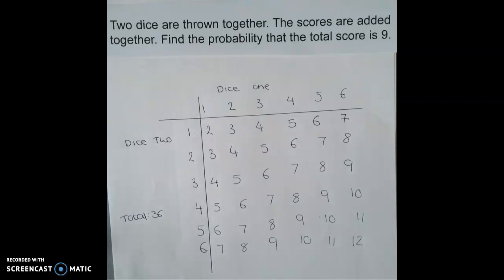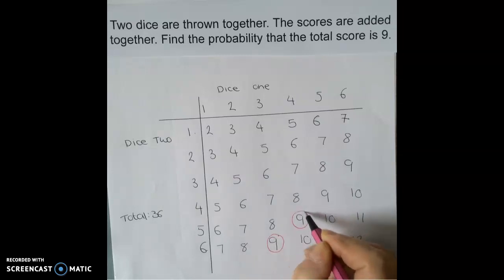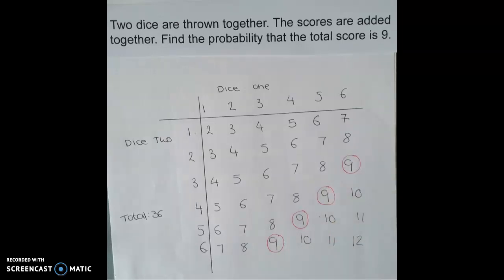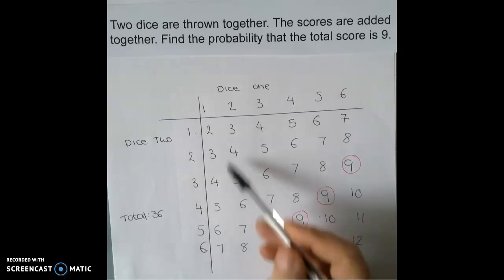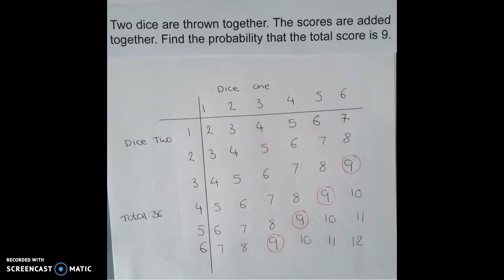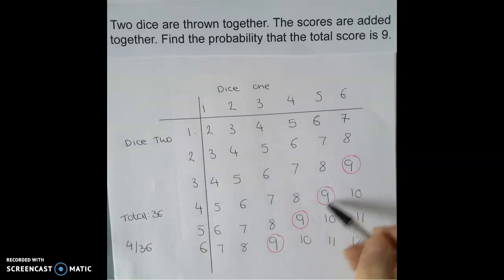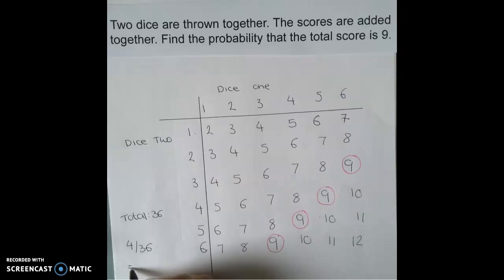And the question says what is the probability of scoring a 9? Well, we score a 9 here, here, here, and here. So there are 4 ways out of the 36 outcomes that we can score a 9. So we have 4 out of 36, and that is really easy to see how many times we've scored a 9. And that would simplify further, divide through by 4 to 1/9.